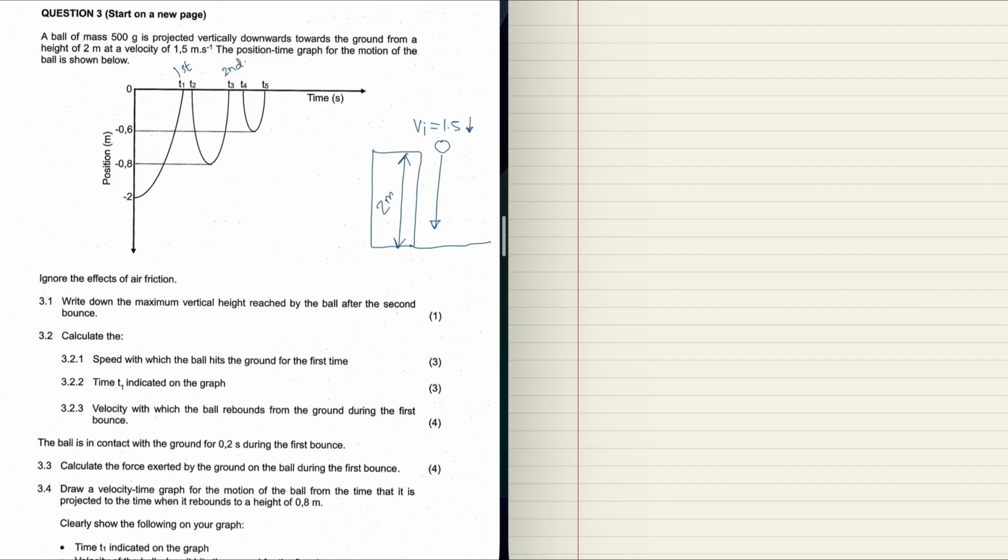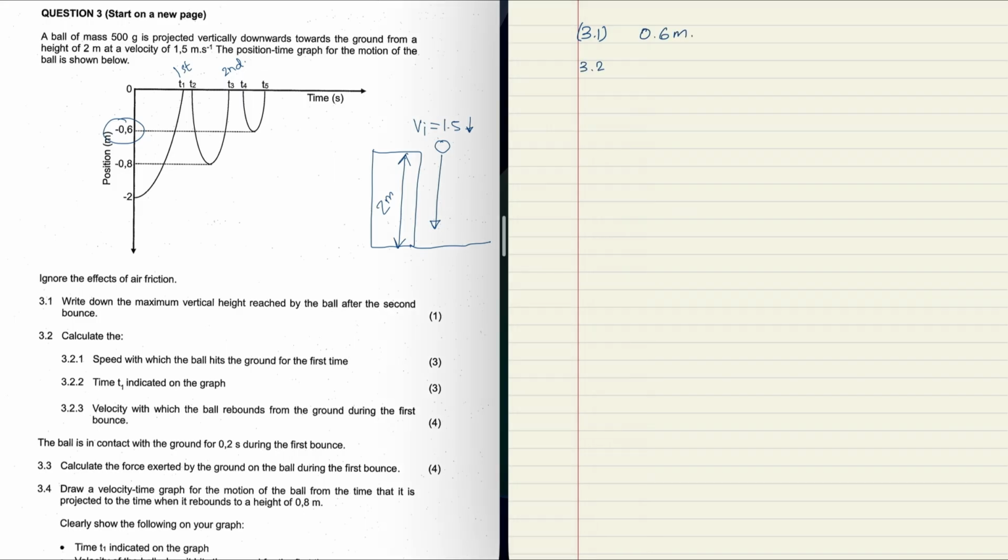Question 3.1 says, write down the maximum vertical height reached by the ball after the second bounce. So after the second bounce, the ball reaches a height of, we won't say minus 0.6 meters, instead we will say 0.6 meters. So it reaches a height of 0.6 meters.